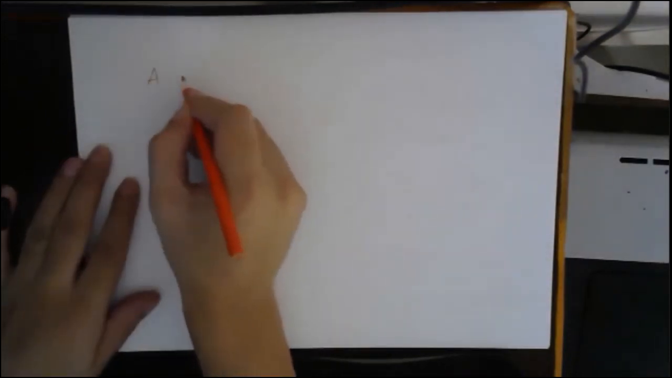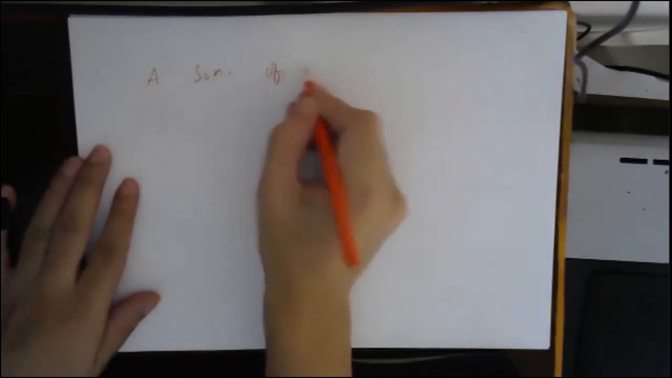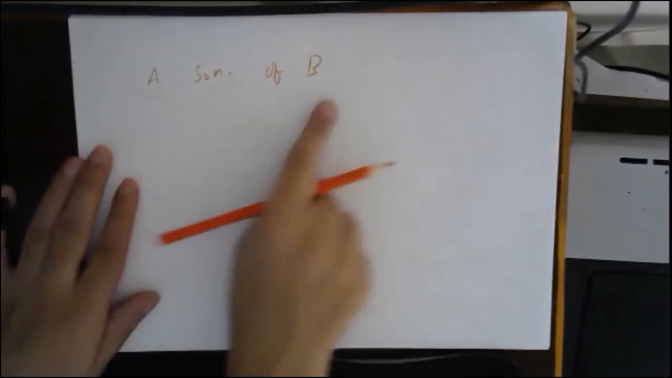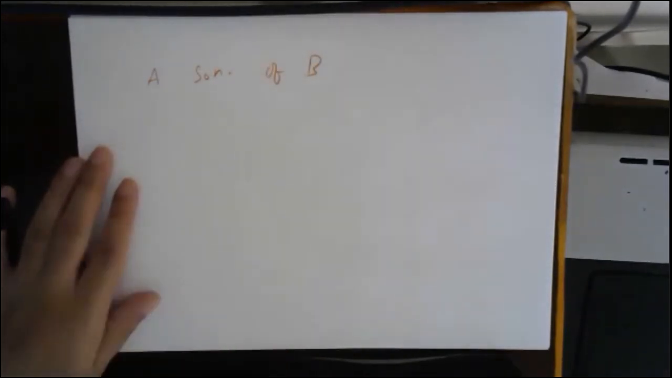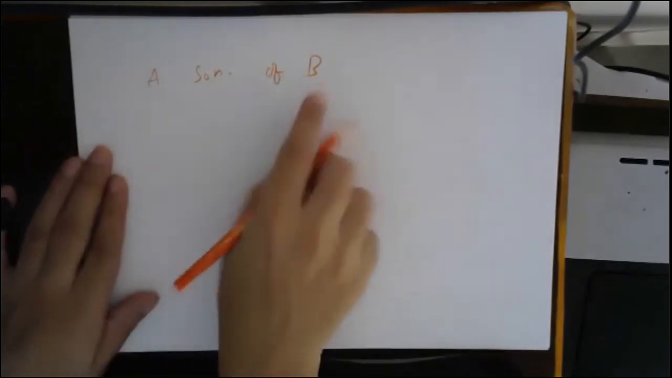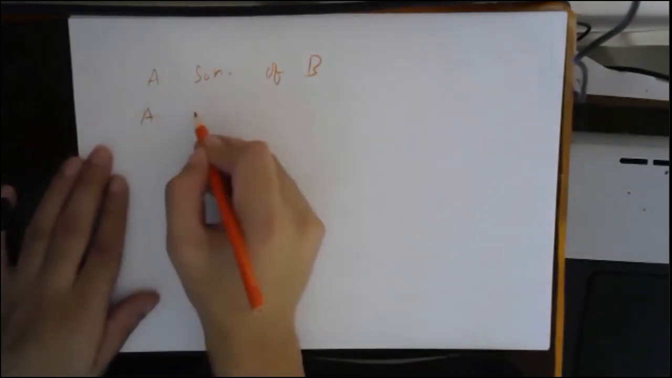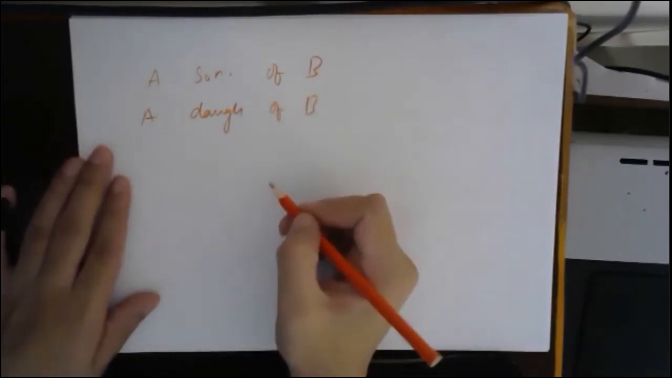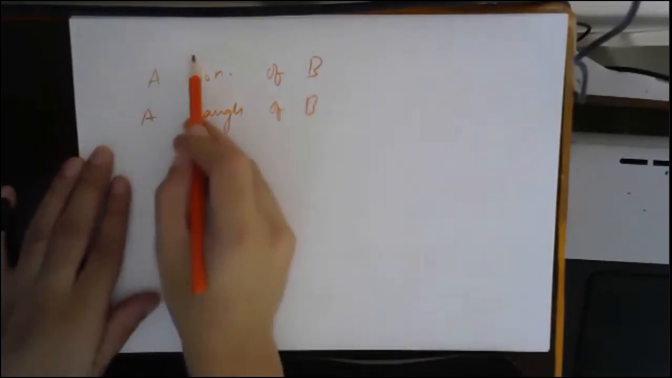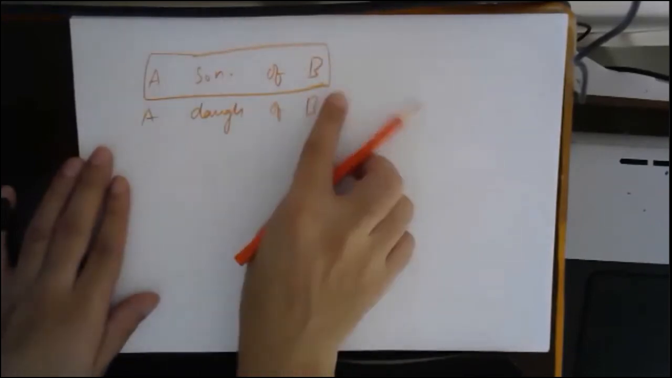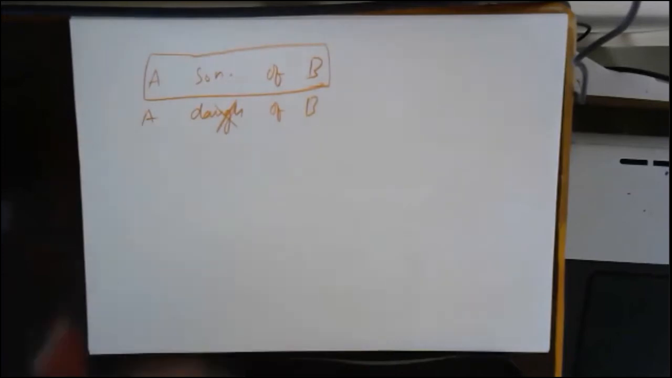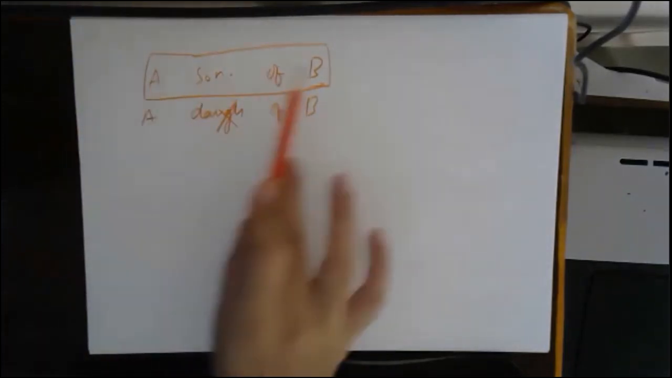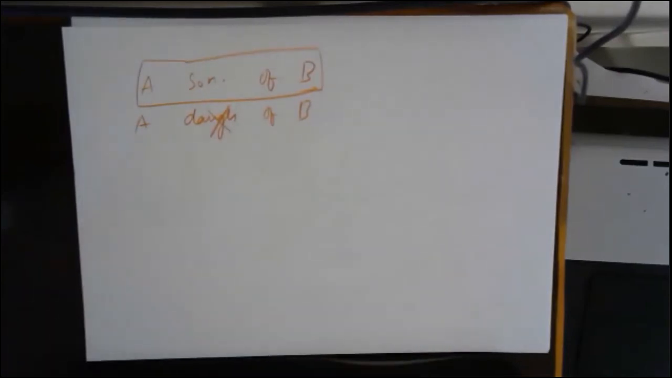Suppose A is a son of B. Then you cannot say that A is a daughter of B. Understood? If A is a son of B, then A will be only the son of B. A cannot be a daughter of B. What does this mean? That A is related to B in a particular way.